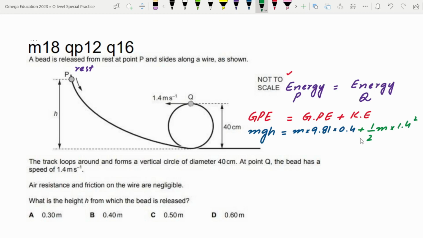Can I take m common from the right side? It cancels out with the mass on the left side. Okay, we'll just skip one of the steps. Now g is 9.81, 9.81 times whatever the height is equals, now you'll need to use a calculator. Can you sort it out? 9.81 into 0.4 plus 0.5 into 1.4 squared.